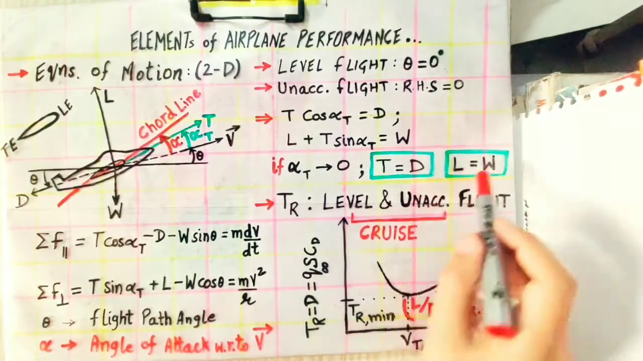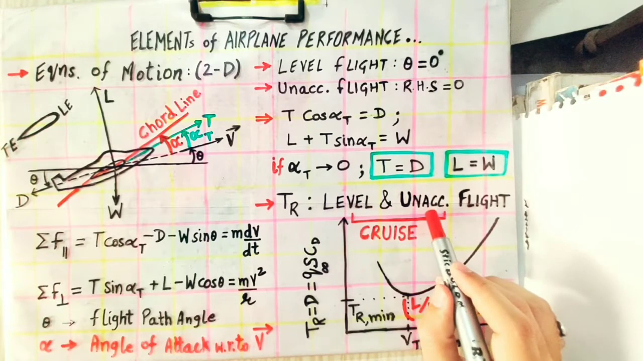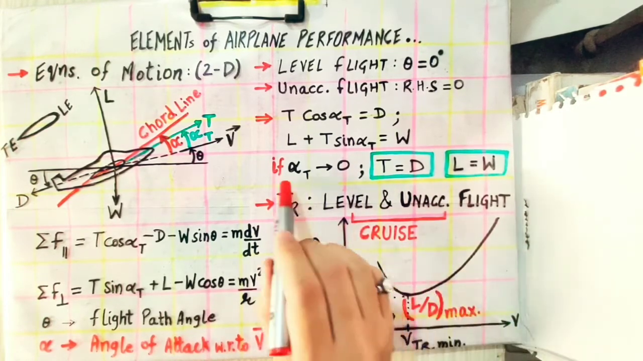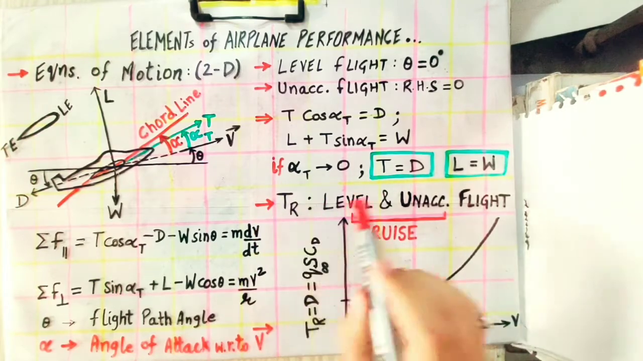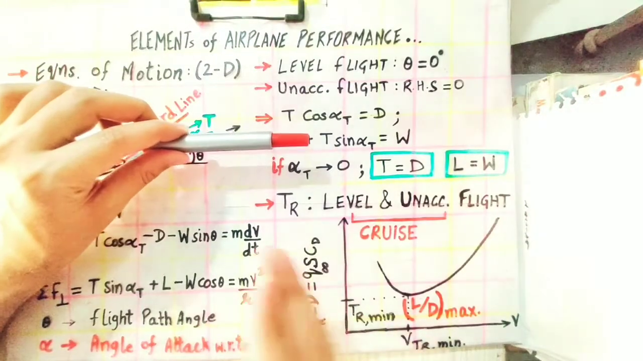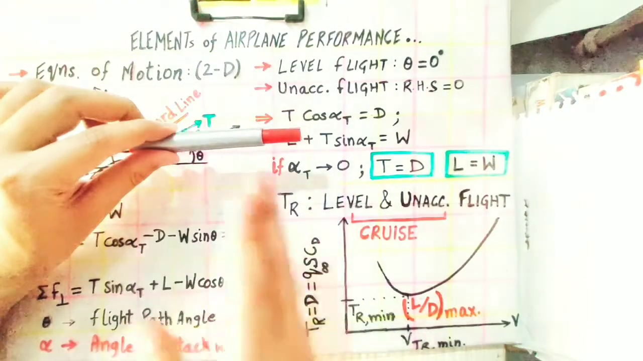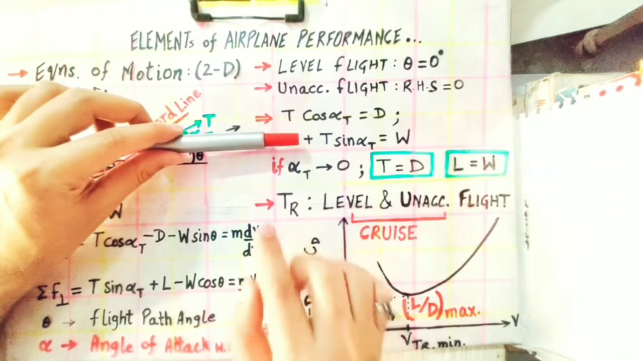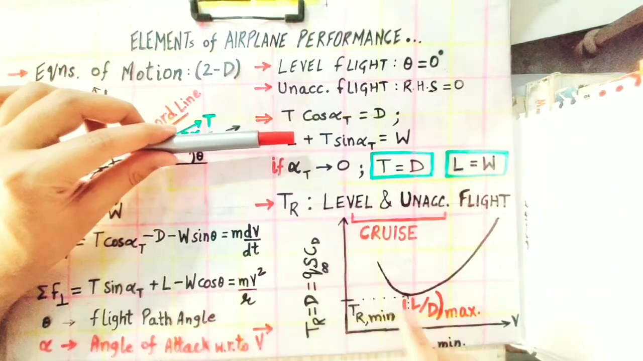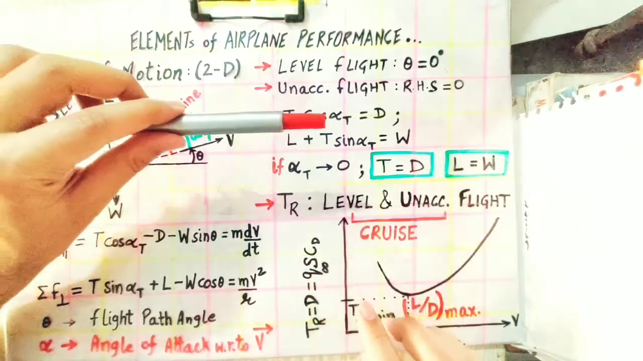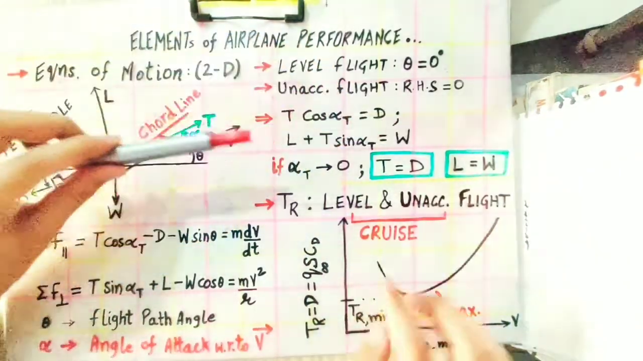Okay, so this condition of level and unaccelerated flight is known as cruise condition. Cruise flight, it is known. And we will see that thrust required is equal to the drag acting on the airplane. Let's say the airplane is moving steadily, so the steady force that is required to overcome drag is the thrust force only. So the minimum force required to overcome drag is thrust, so the thrust force should be at least equal to the drag force to keep it steadily moving in cruise flight.